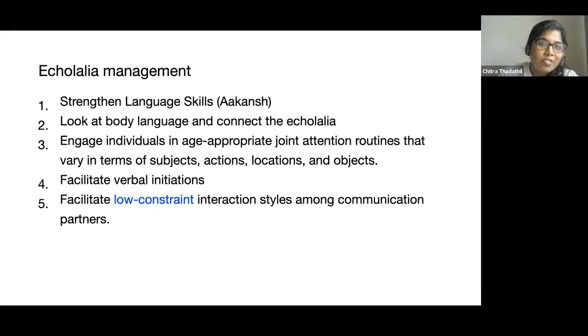Even that is not right. So be careful how you're working with your child and help your child progress through. That should be your understanding. So number one, strengthen the child's language skills. Number two, look at body language and connect the echolalia.